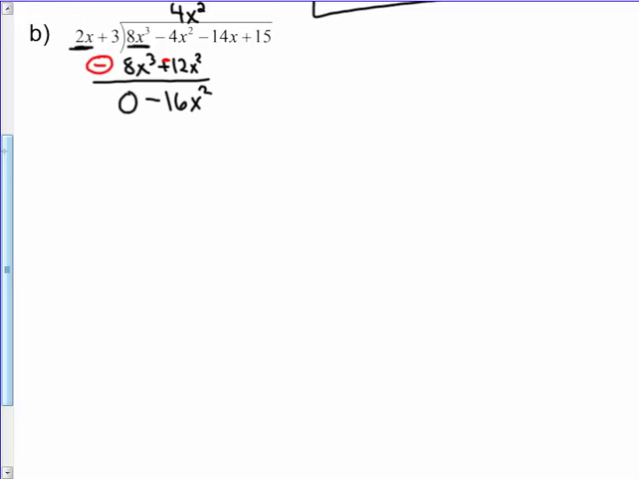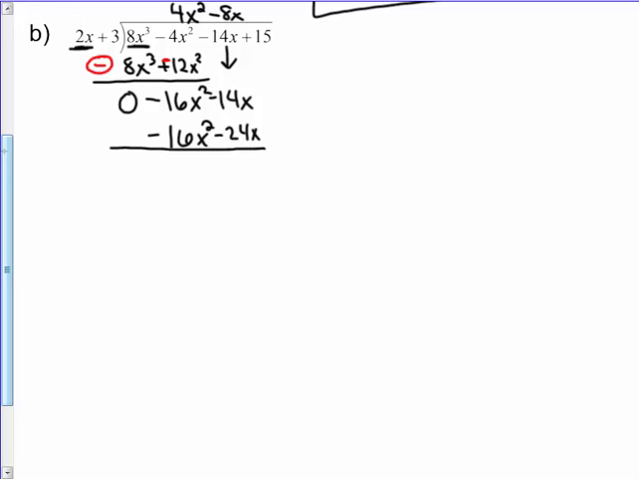I get negative 16x squared. I bring down the next term, minus 14x. And I'm going to start the process over. What times 2x is negative 16x squared? Well, if I think about the numbers, negative 8 times 2 is negative 16, and x times x is x squared. So I multiply it down now. Negative 8x times 2x is negative 16x squared, and negative 8x times 3 is negative 24x.